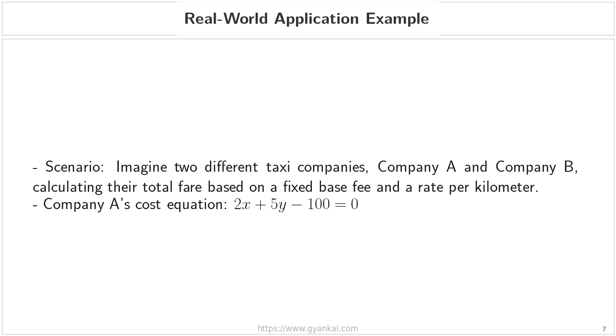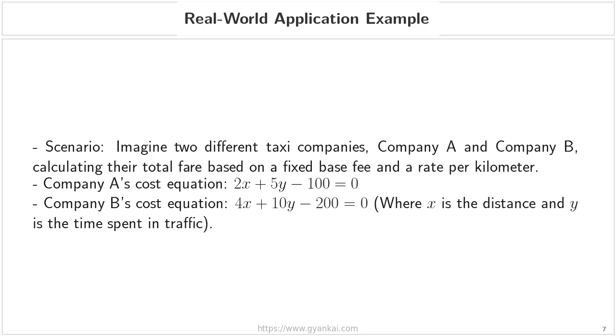For Company A, the cost equation is 2x plus 5y minus 100 equals 0. For Company B, the cost equation is 4x plus 10y minus 200 equals 0. In both of these equations, x represents the distance traveled, and y represents the time spent in traffic. As we move to the next slide, we are going to use the ratios we just learned to determine if these two companies are actually charging you differently, or if their pricing structures are essentially the same.